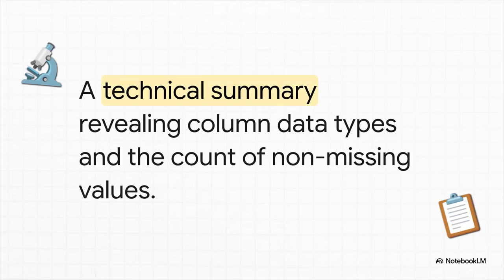And now for the powerhouse, df.info. This gives you an amazing technical summary. For every column, you see its name, the count of values that are not missing, and its data type, or dtype. This is exactly where you'd confirm that na_values worked and correctly identified Nikhil's missing score. And you'd also see that parse_dates successfully converted our join date column from a generic object into a proper datetime64 type.